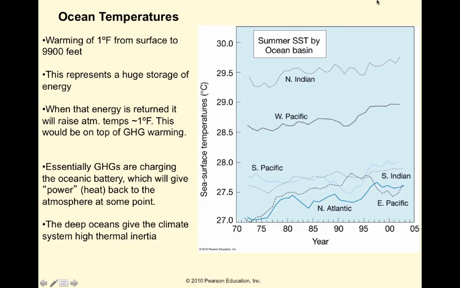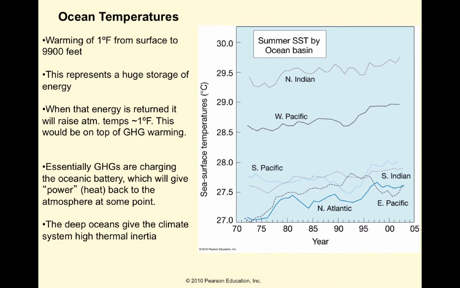Looking at the oceans, again, sea surface temperatures are rising in pretty much all the oceanic basins. Warming of around 1 degree Fahrenheit from the surface to around 10,000 feet in depth. This represents an enormous storage of energy since the oceans have such high heat capacity. When that energy is returned, it will ultimately raise atmospheric temps back up by 1 degree Fahrenheit. This would be on top of greenhouse gas warming at that time.